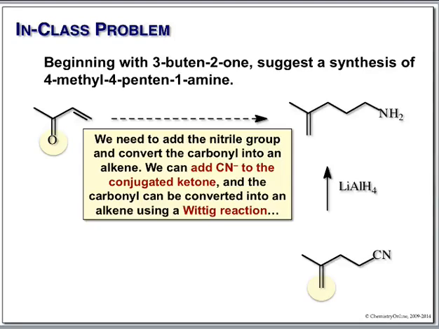Therefore, the Wittig must happen here. Cyanide addition must happen here. Appreciate the logic here. You need the alpha-beta unsaturated carbonyl to add cyanide. Then you can get rid of it with the Wittig.